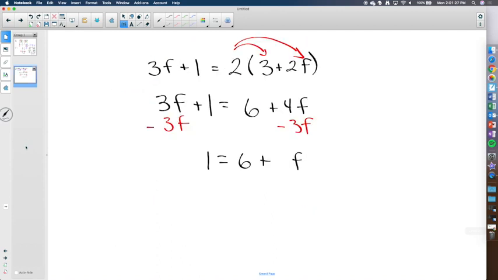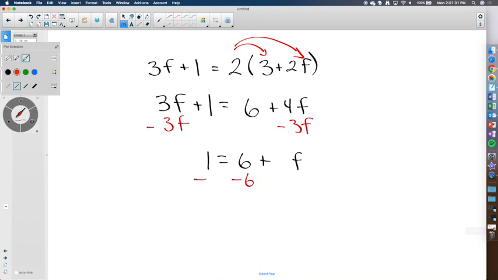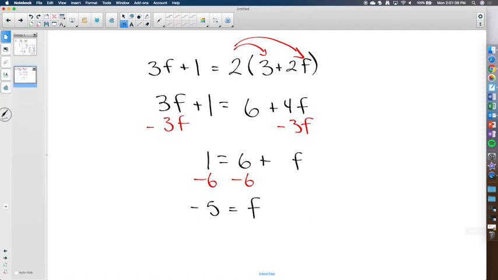And then I'm going to subtract 6 from both sides. And that gives me negative 5 is equal to f. And that's the exact same solution that we saw on the board previously.